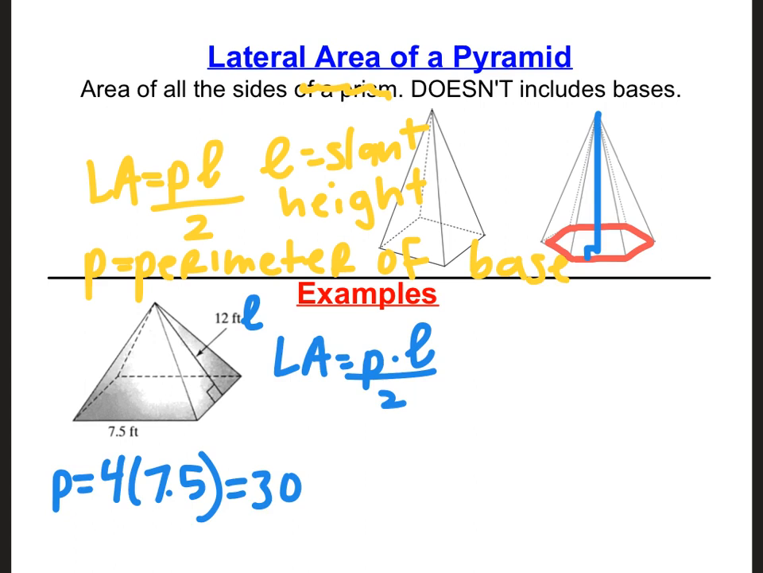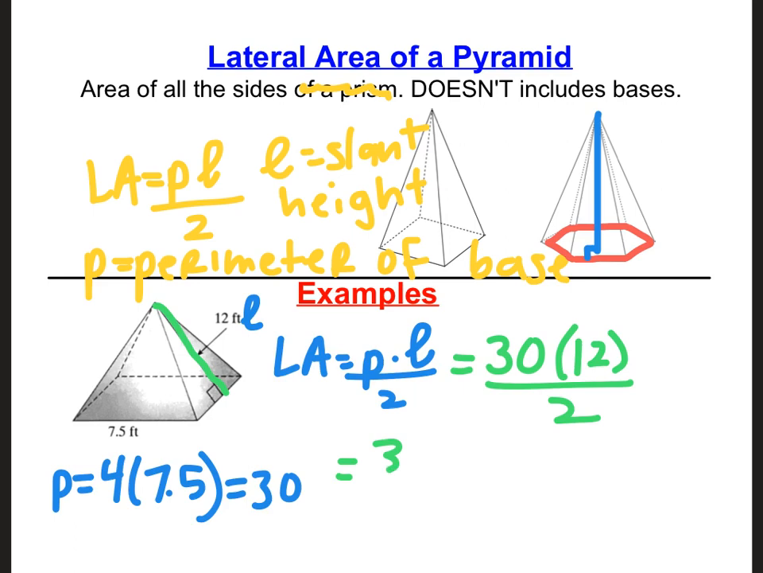So then I'm going to plug it into my formula. We know the perimeter of my base is 30. We're going to multiply it by the slant height, which is 12. Again, this slant height right there. And then we'll divide it by 2. So if I do 30 times 12, I get 360. And we need to divide that answer by 2. And when I do that, I get 180.